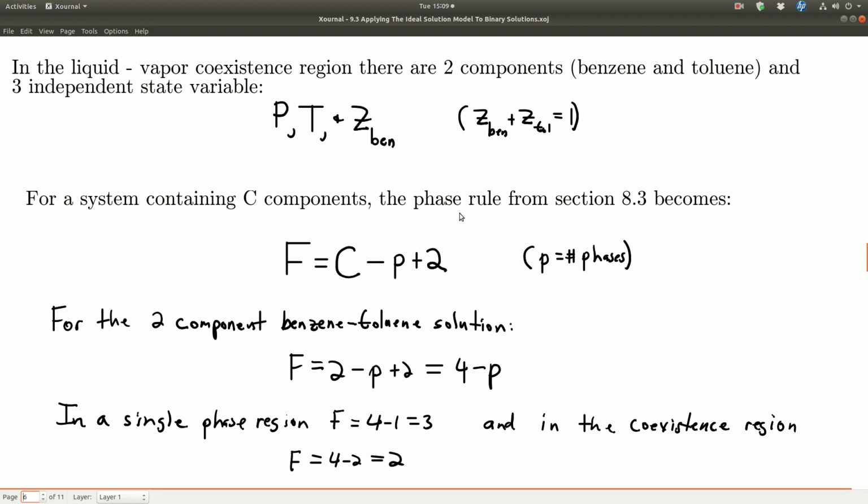I don't know if you remember, but we developed the phase rule. We presented the phase rule in section 8.3, and this is a modification of it for a system that contains C components. The phase rule becomes: the number of degrees of freedom F is equal to the number of components minus the number of phases plus 2. So for example, in the 2-component benzene-toluene solution, C is 2, so the number of degrees of freedom is equal to 4 minus the number of phases. In a single phase region, like liquid or vapor, we have 3 degrees of freedom. And in the coexistence region, where there are 2 phases, liquid and gas, we have 2 degrees of freedom.